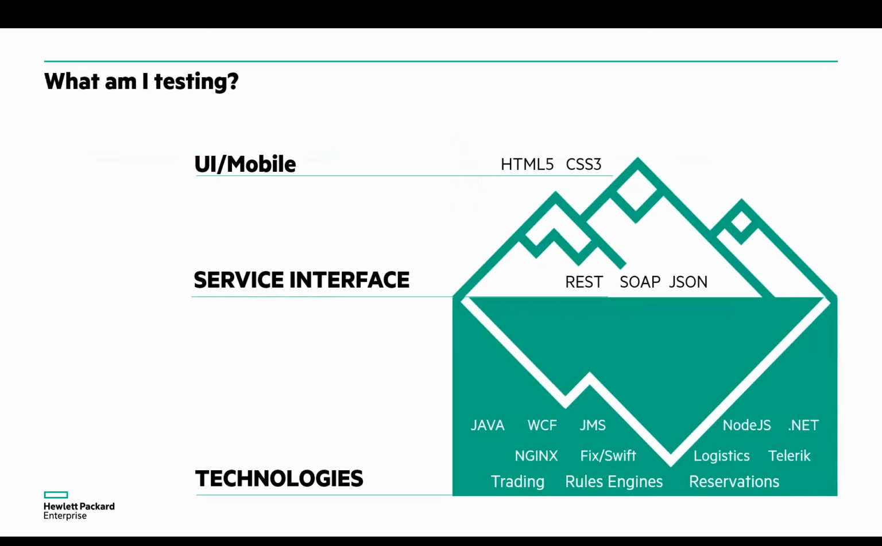But when I'm testing the UI of my application, what am I actually testing? So in the UI of my application, I usually have the HTML5 and the CSS3. In the middle, I have the service interface, which is usually REST, SOAP, and the response is usually JSON. But on the bottom part, and this is what I want to demonstrate, I have the rest of the technologies, whether it's Java, IoT, NodeJS, NGX, Fix, Swift, etc.